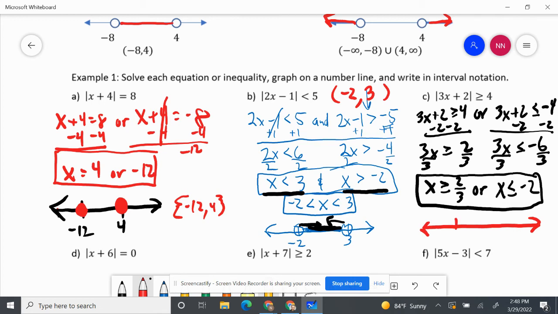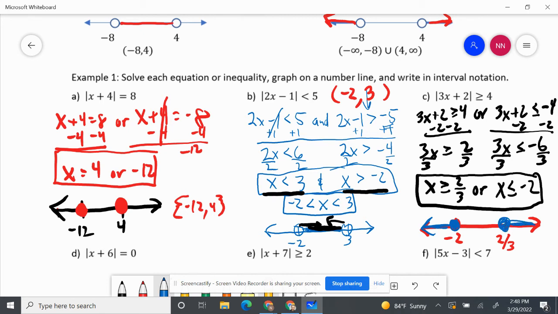I'm going to put the negative 2 first because that's my least value. I'm going to put the 2/3 next. Both of them are closed circles, so I'm going to put 2 closed circles. And then since it's an or statement, I know it's going in the opposite direction.